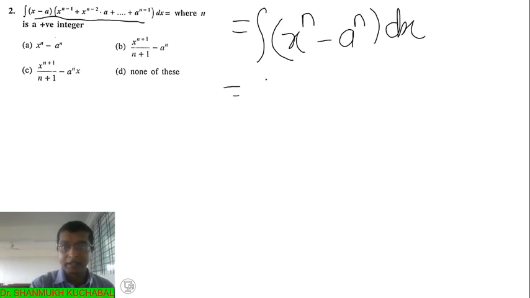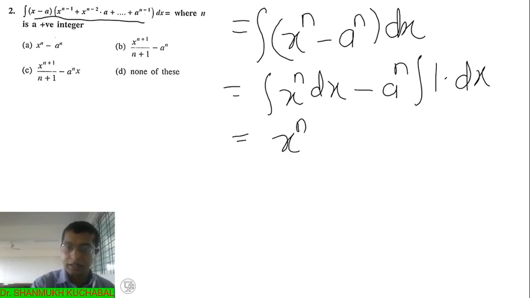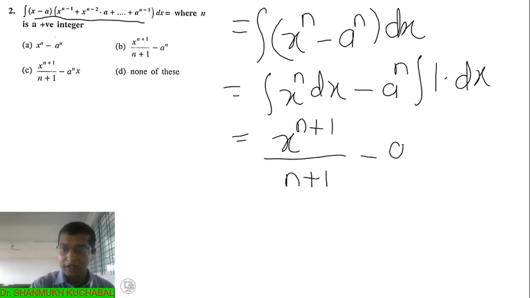Further we have to split the integration: x raised to n dx. With respect to x, a is a constant, so a raised to n I take outside, 1 into dx. So further, integration of x raised to n is x raised to n plus 1 divided by n plus 1, minus a raised to n is a constant as it is, and the integration of 1 is x. Therefore the integration is x raised to n plus 1 divided by n plus 1 minus a raised to n x. Therefore option C is the right answer.